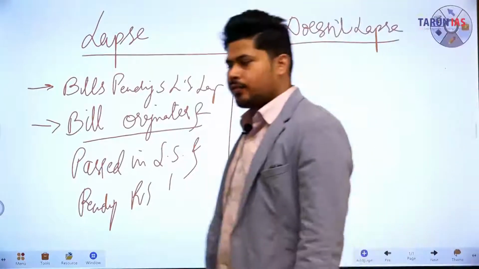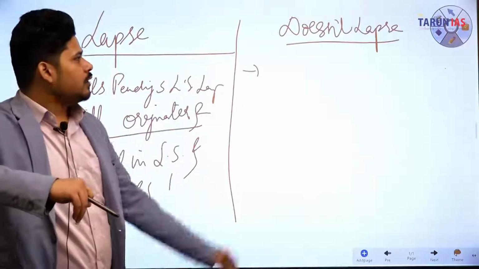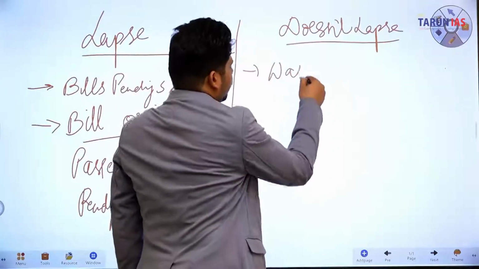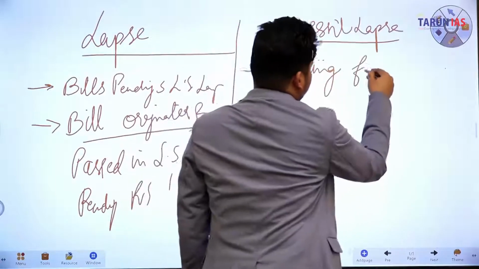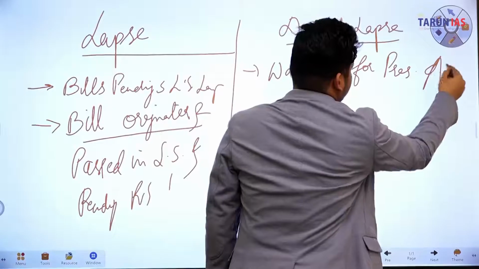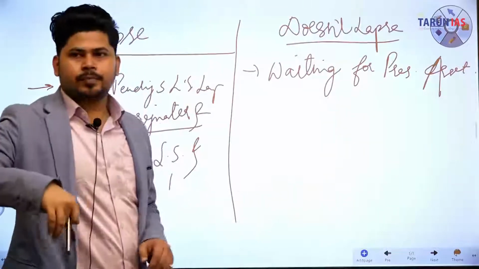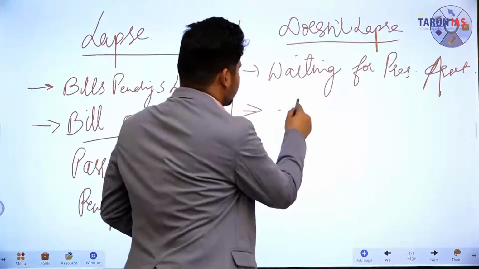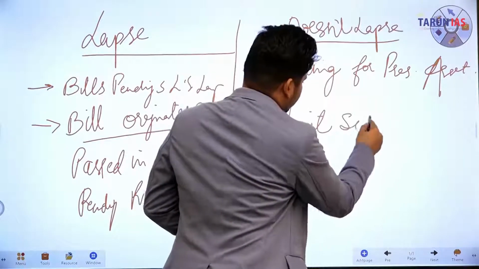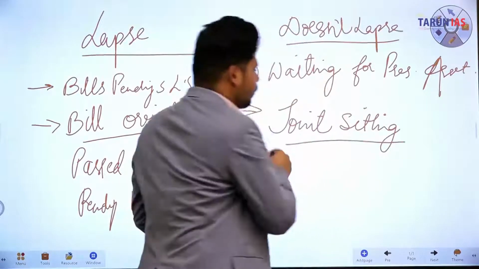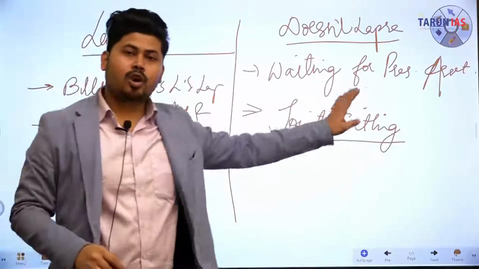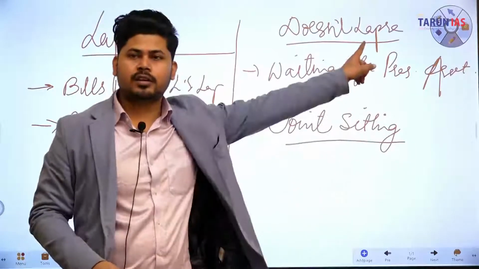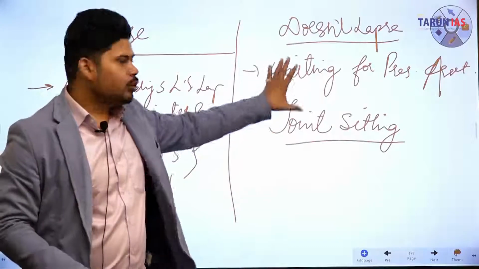Does not lapse. The first important thing about the bills which don't lapse is the bill which is waiting for the presidential assent. The second thing is the bills for which the president has already notified a joint sitting. The joint sitting has not happened yet and in between the Lok Sabha gets dissolved, then that bill will not lapse. As soon as the new Lok Sabha is created, that bill will be considered by Lok Sabha and Rajya Sabha in the joint sitting under Article 108. Understood? These two will not lapse.